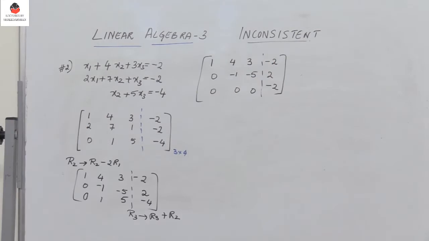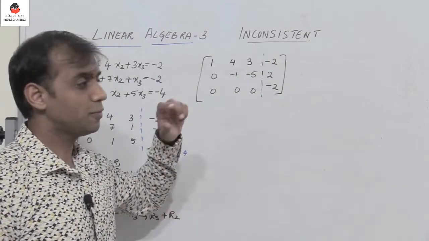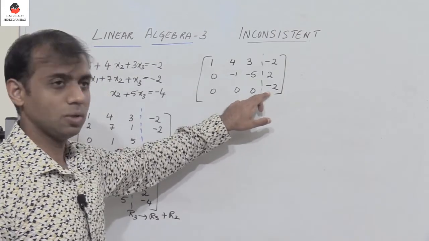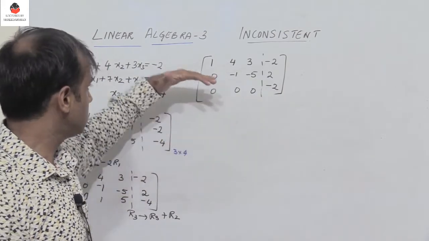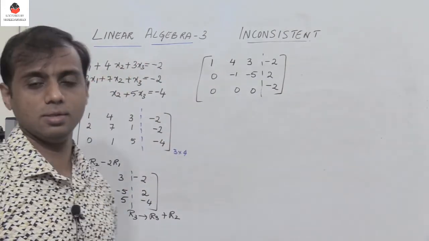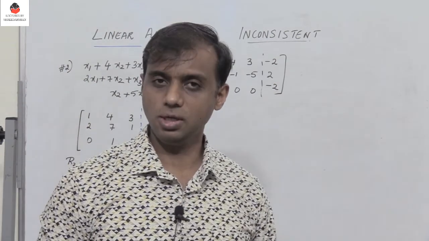Now again we observe that the last row is of the form all 0 and a non-zero element. So therefore this system of linear equations is inconsistent. That means no solution exists.